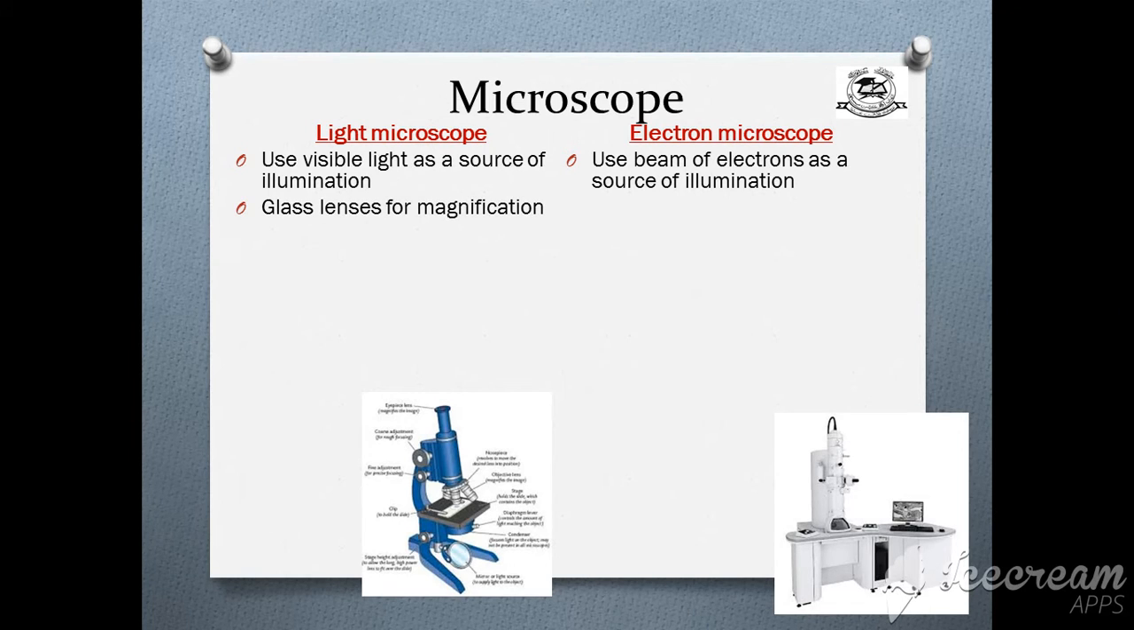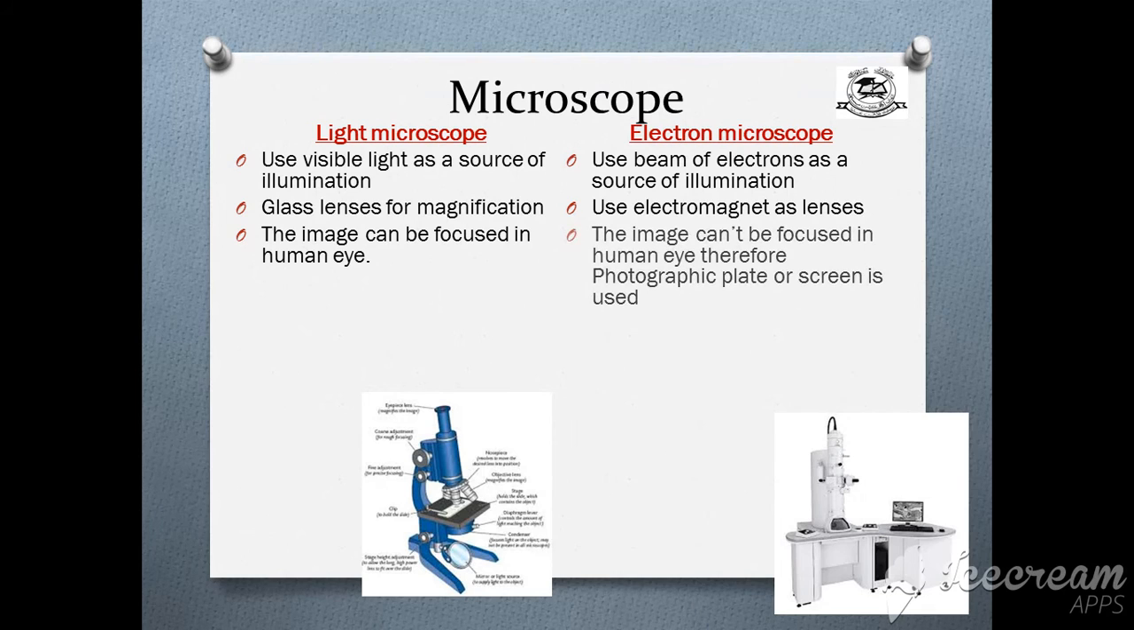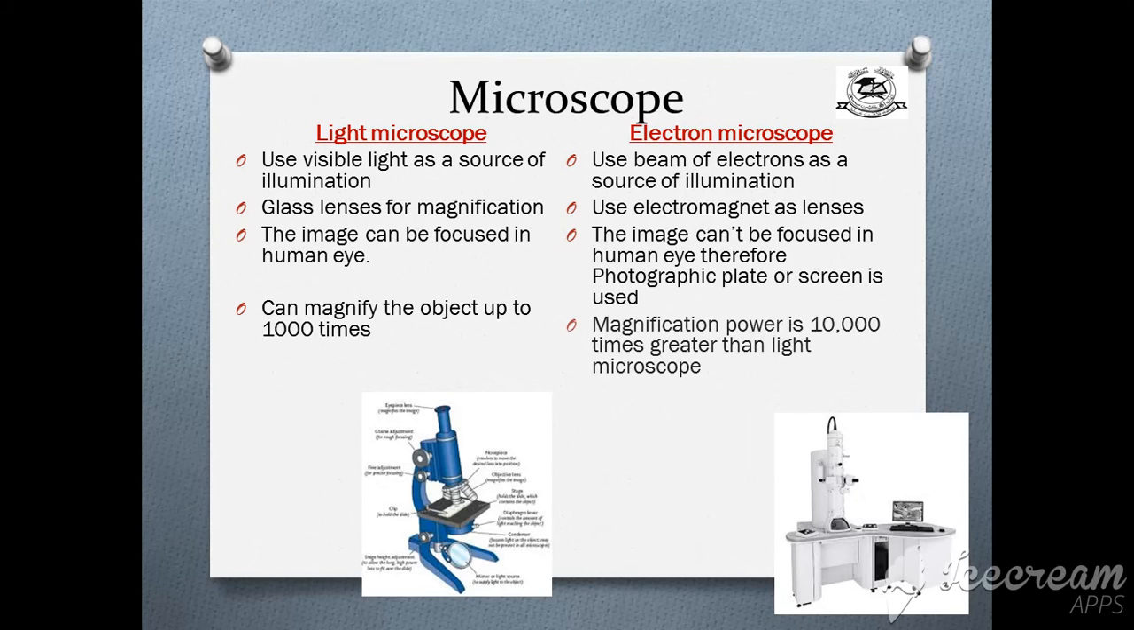In the light microscope there are glass lenses for magnification, but the electron microscope uses electromagnets in place of lenses. The image can be focused in the human eye when we see in a light microscope, but in an electron microscope the image cannot be focused in the human eye. Therefore a photographic plate or screen is used. All right. Light microscope can magnify the object up to 1000 times the real size of the object. But electron microscope's magnification power is 10,000 times greater than light microscope. All right.